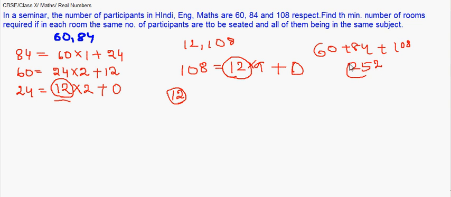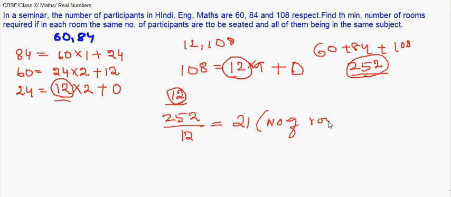So the number of participants in each room can be 12, and the total number of participants is 252. So the number of rooms we need, because it's asking to find the minimum number of rooms required, will be 252 upon 12, that's giving 21. This will be the number of rooms required. Okay, this is not as difficult.